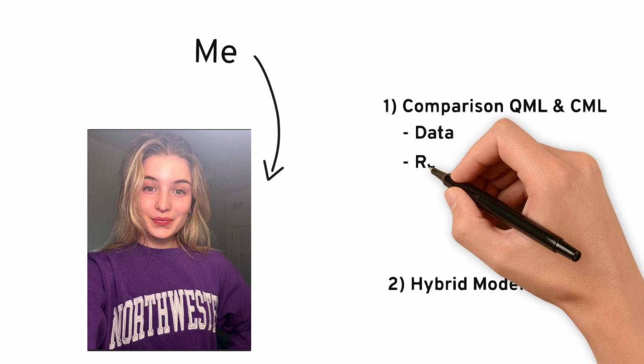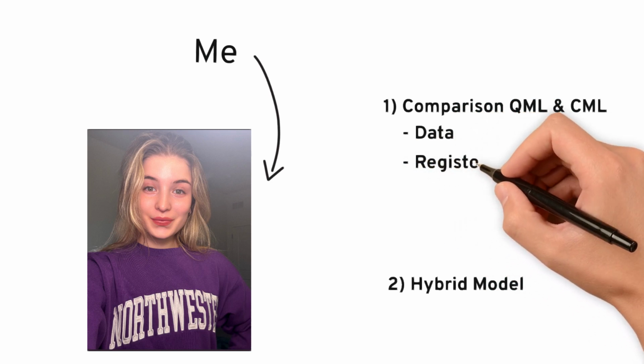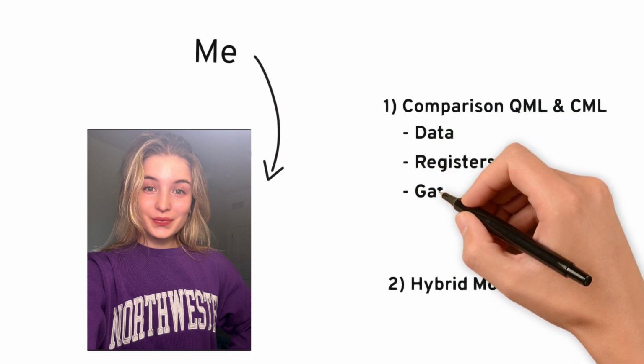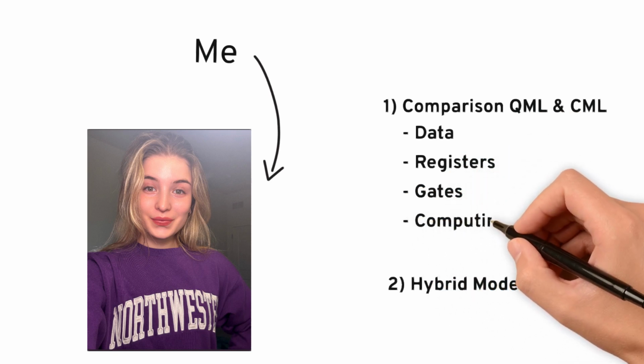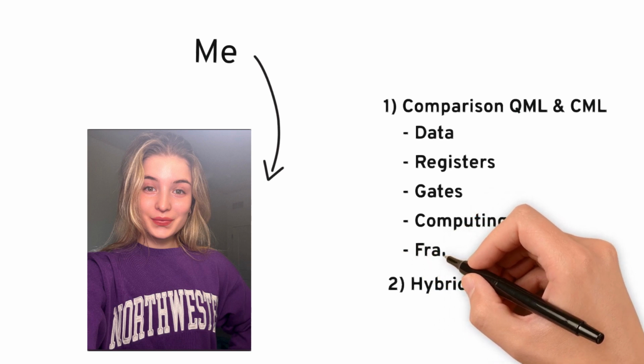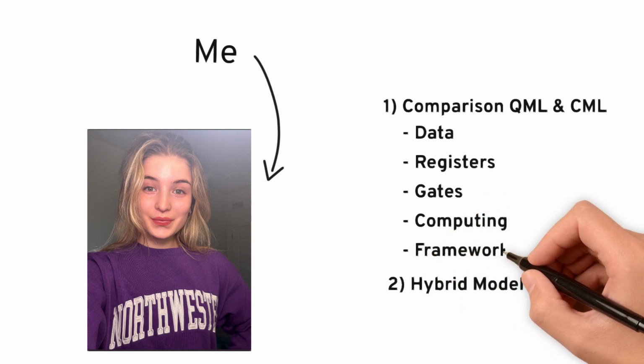Quantum machine learning and classical machine learning can be compared based on a variety of measures. The chosen criteria in this project are the underlying data, the types of registers, the operating gates, the computing power, and the frameworks available to the public.